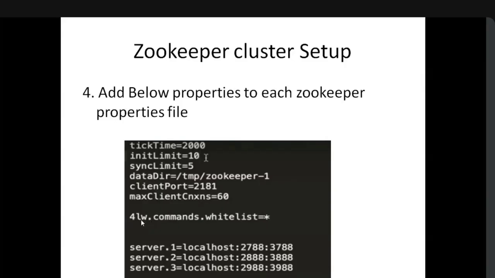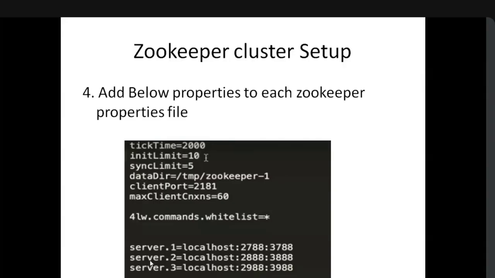This 4lw means four-letter word. Sometimes there are certain commands which, if you execute them on that particular Zookeeper, will give issues. So for those four-letter commands we are whitelisting. That's why we are giving 4lw commands whitelist as star. For the time being you can skip this. This is not a very important property as of now.